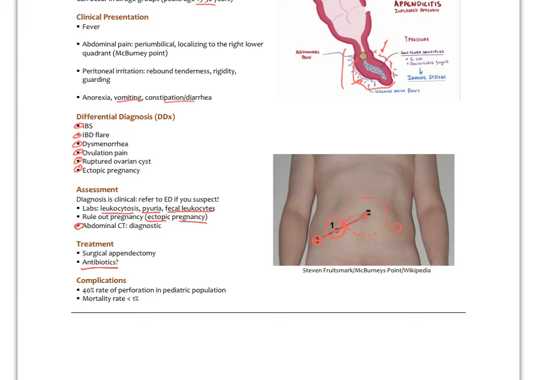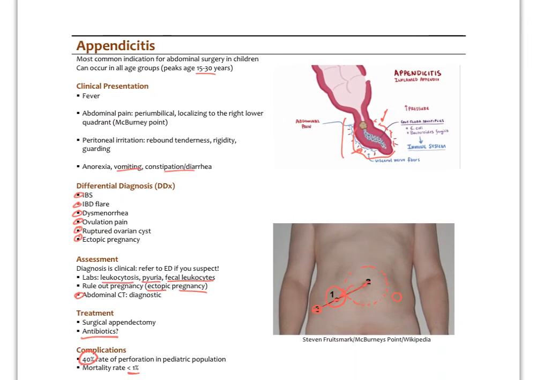Complications: there's a 40% rate of perforation in the pediatric population. So that's our big concern, perforation of the appendix. It can spill fecal contents into the peritoneal cavity, and that can create a massive peritoneal infection. Fortunately, with proper care, the mortality rate is very low, less than 1%. So that's a little bit to know about acute appendicitis.